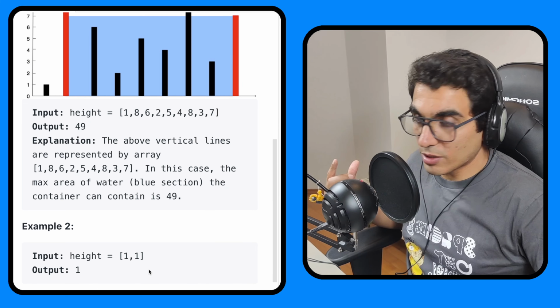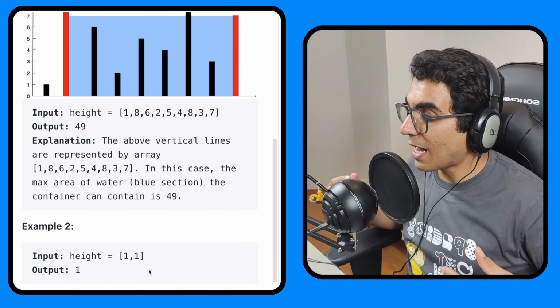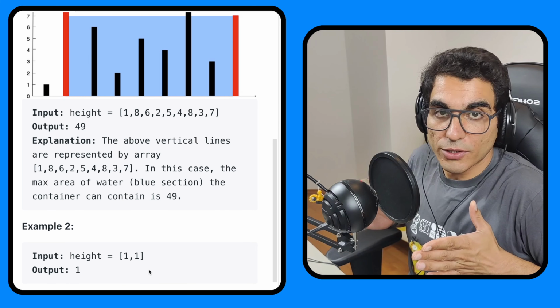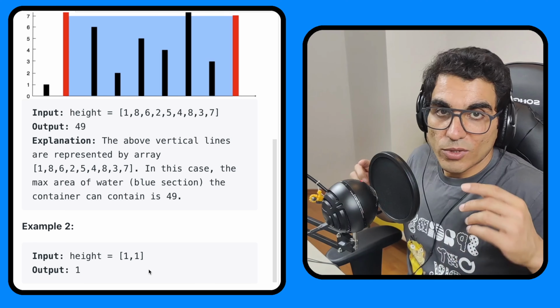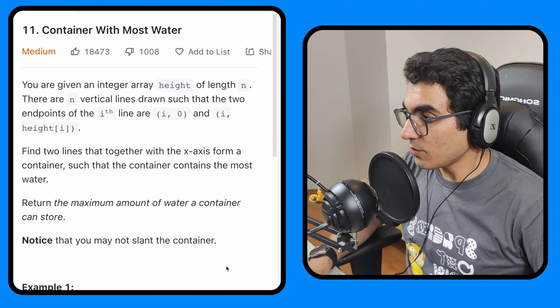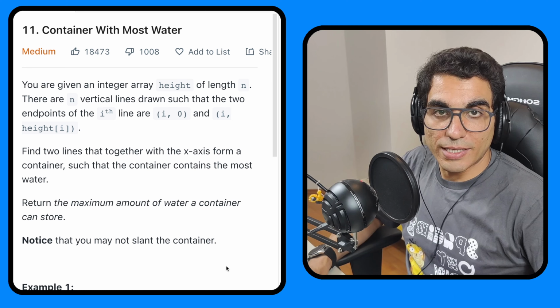In the second one, they are both the same size and they are consecutive to each other. So a height of 1 with a distance of 1 creates 1. Let's get to the solution then.